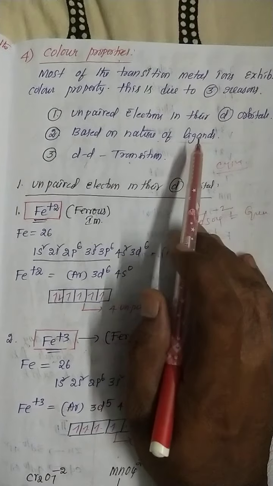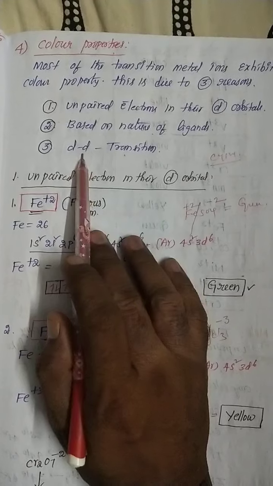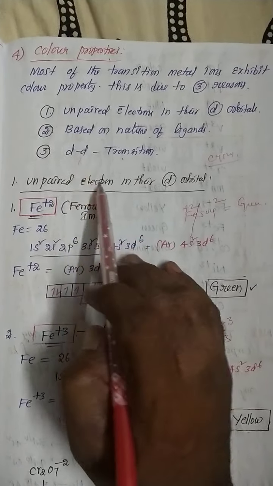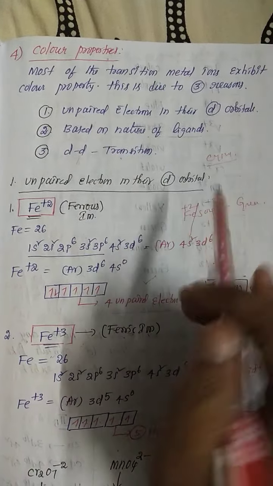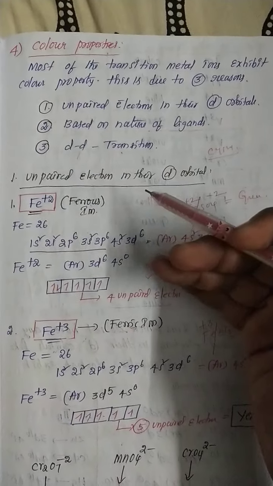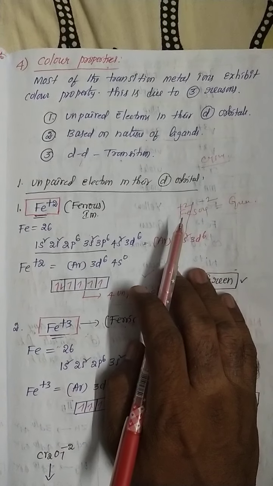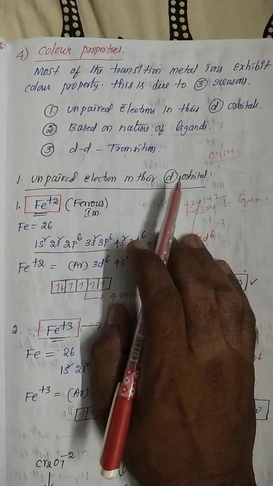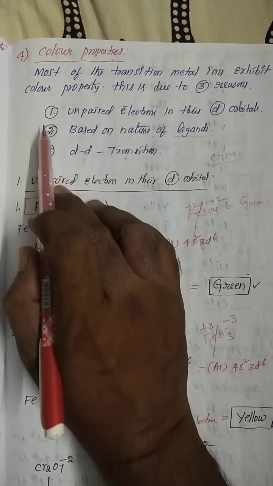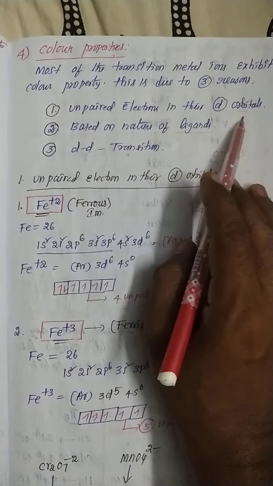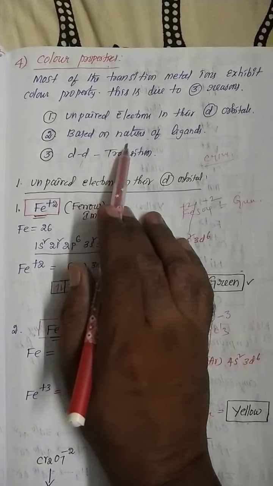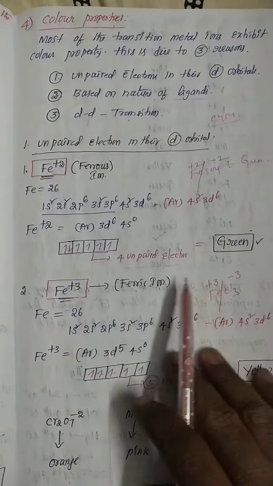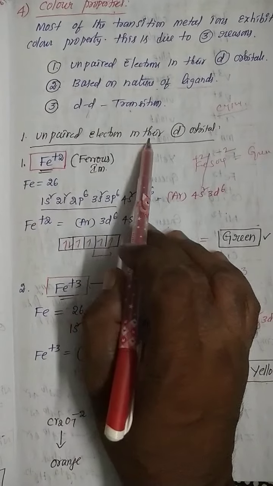And third one is the dd transition. Dd transition is nothing but d orbital electrons transitioning from the higher energy level to the lower energy level, or lower energy level to the higher energy level. So these three reasons are very important. For any transitional metal ion, the major three reasons are unpaired electrons in the d orbital, second the nature of the ligands, third the dd transition. So the first reason, unpaired electrons in the d orbital.